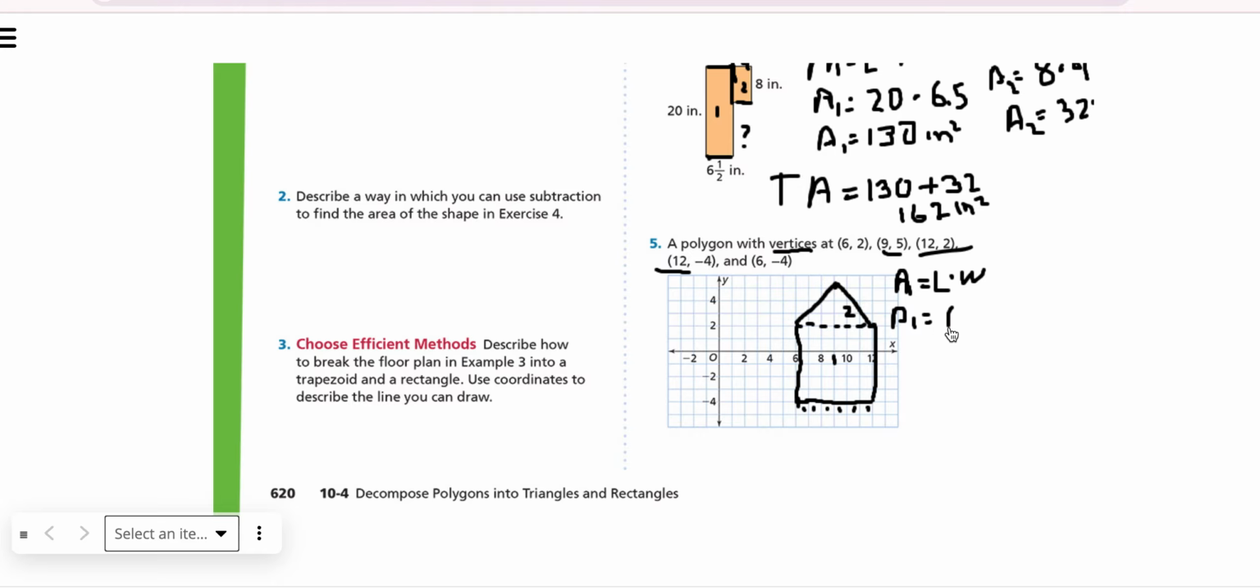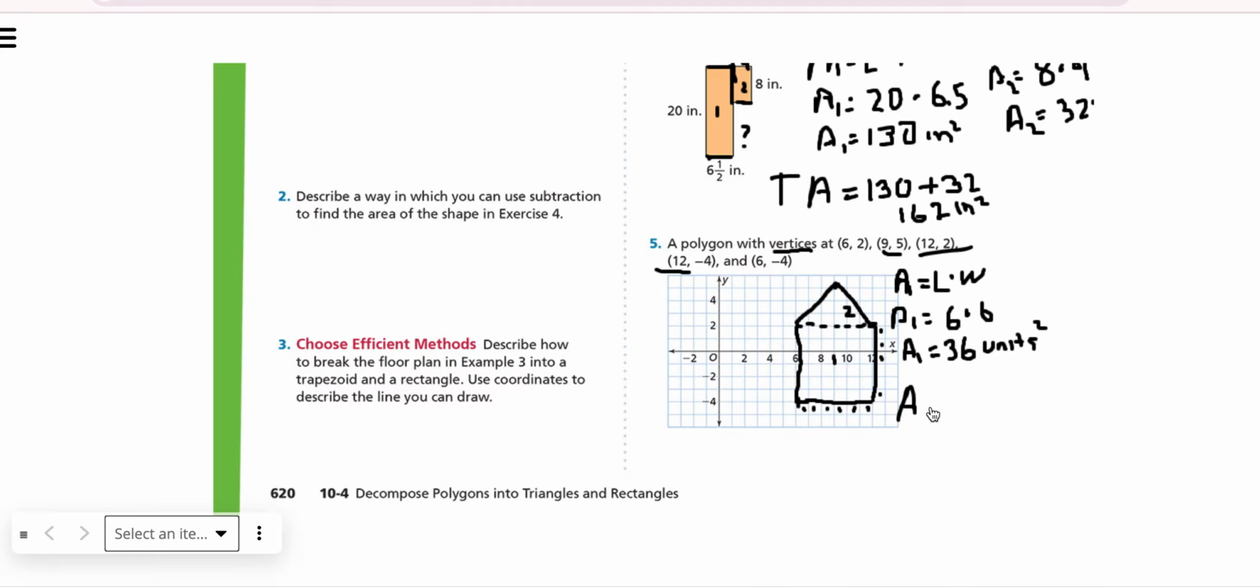So that's 6 units times the width, which is going up. So from here to here is going to be 1, 2, 3, 4, 5, also 6. So 6 times 6. So let's double check. 1, 2, 3, 4, 5, 6. Yes. So the area of the first rectangle is equal to 36 unit square. So I'm going to put unit square. Okay, good.